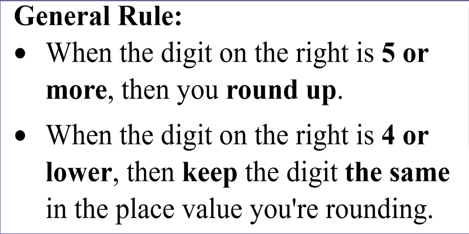Rounding to the nearest hundredth. General rule, we talked about this already. When the digit on the right is 5 or more, you're going to round up. When the digit on the right is 4 or less, then you're going to keep the digit the same in whatever place value that you're rounding to.